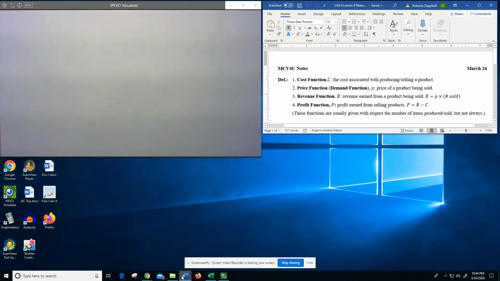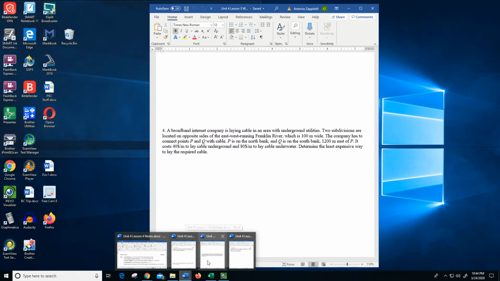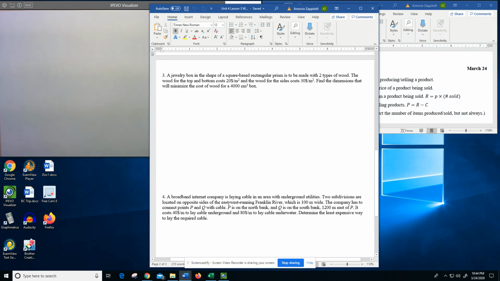All right, then we saw something similar in the next lesson, where again you were building another container, in this case a rectangular prism jewelry box, but here we were looking specifically at the cost to produce it, and the issue here was that different parts of the box cost different amounts to produce. Okay, but again a very similar setup to solve this problem.